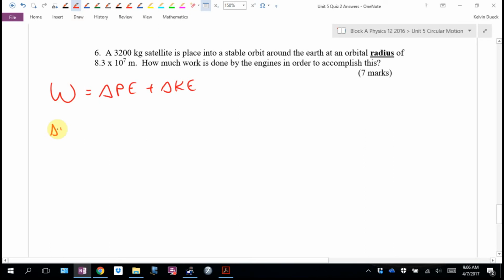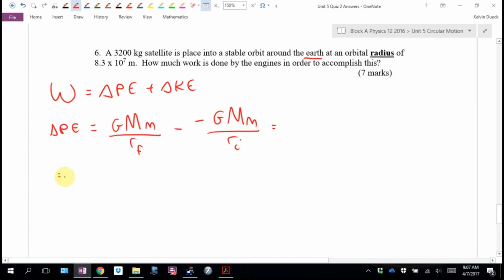I'm going to find the change in potential first. It's going to be negative. Oh, and now we're back on the Earth. 6.67. No, not plugging in numbers yet, Mr. Dewick. Negative big G, big M, little m over R final minus negative big G, big M, little m over R initial.